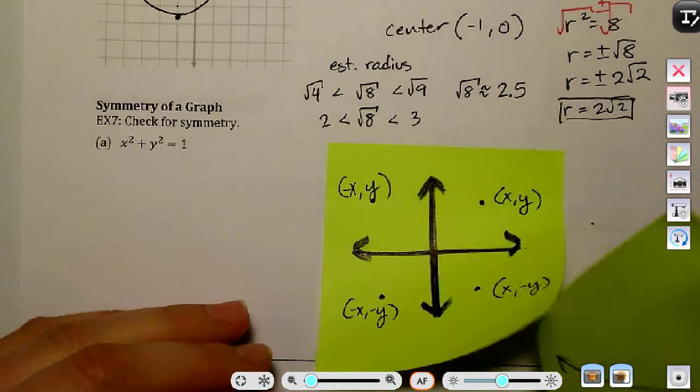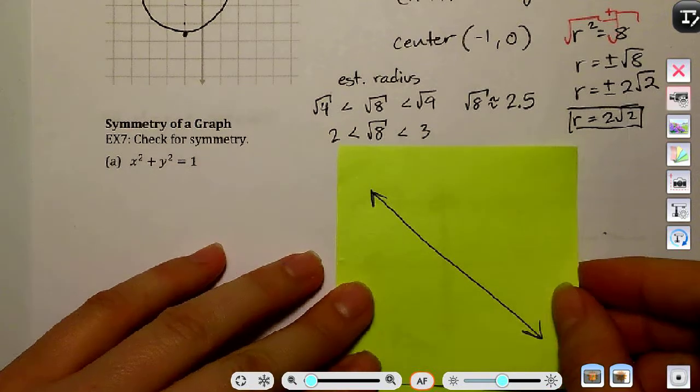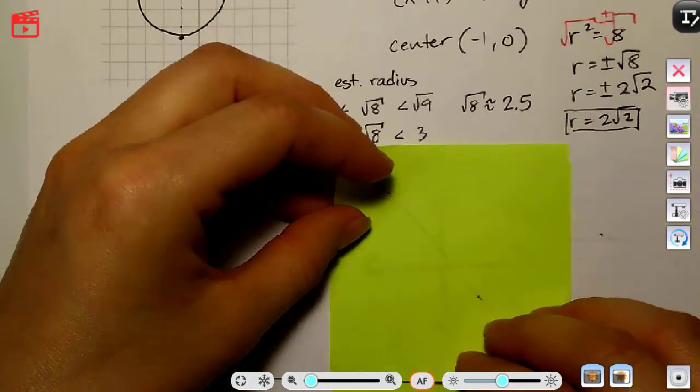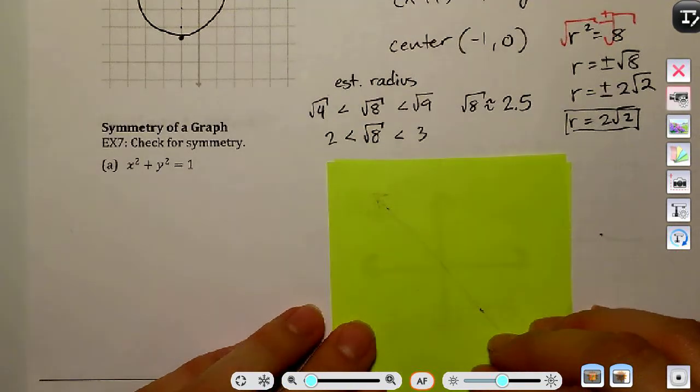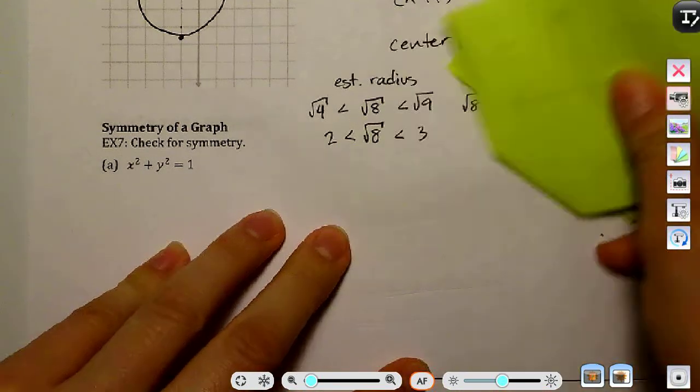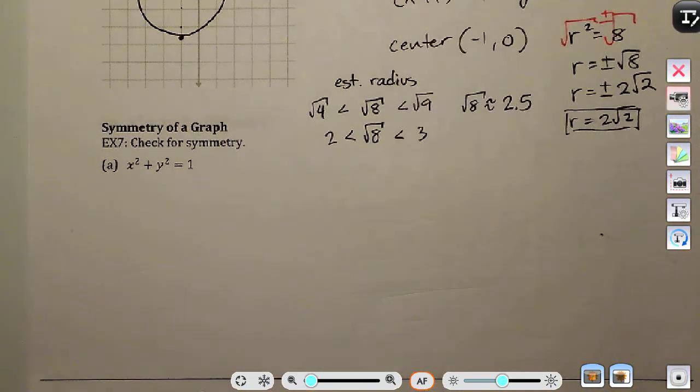Let's check this. Is this symmetric about the origin? Let's go ahead and flip it about the origin. Ah, it is symmetric about the origin. Looks exactly the same as it did before. Okay, so that's kind of the gist of what we're looking for when we're looking for symmetry: if we move the graph around across either the x-axis or the y-axis or the origin, does it still look the same, like as if we hadn't touched it at all.